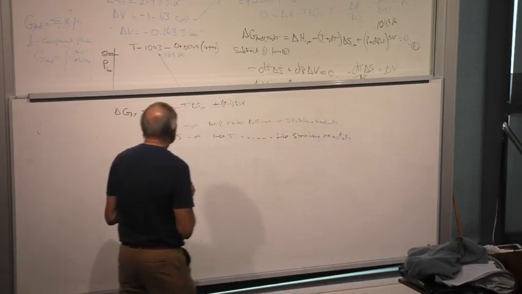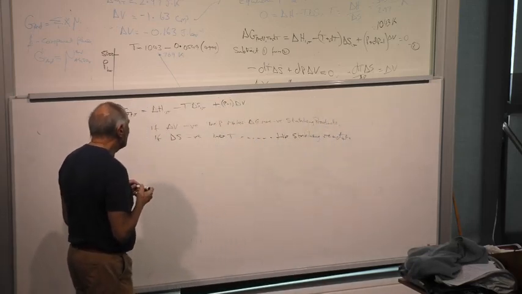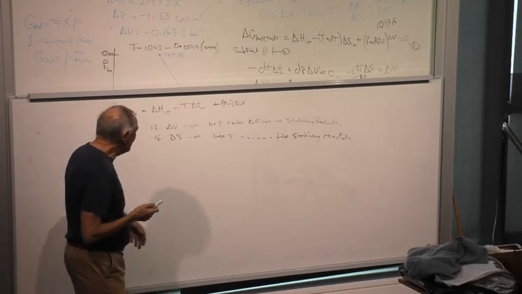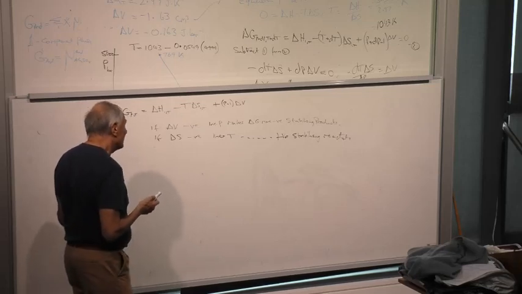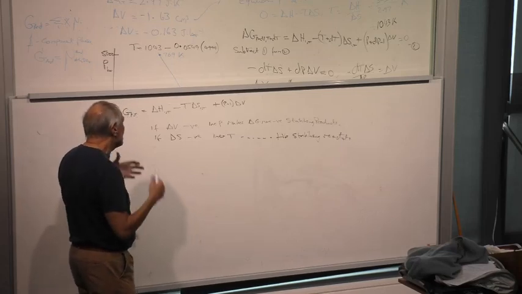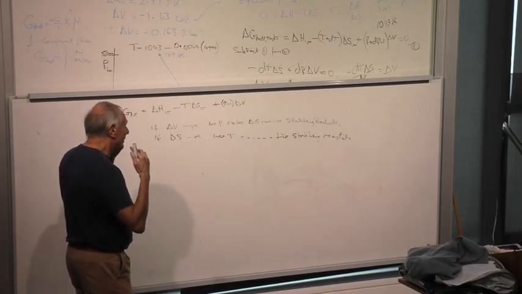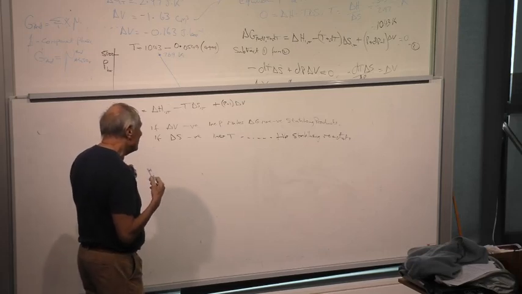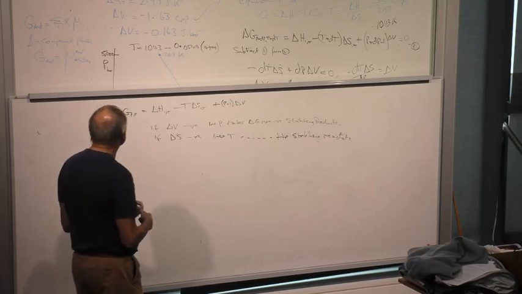So, if delta V is negative, increasing pressure favours products. If delta S is negative, increasing temperature favours reactants. And the opposite is true as well. So if delta V is positive, increasing pressure stabilises reactants. If delta S is positive, increasing temperature stabilises the products.